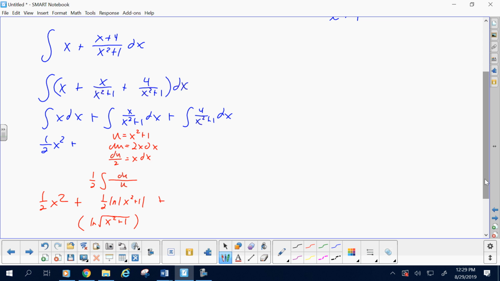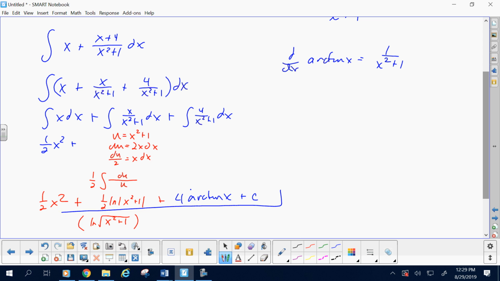But this, the derivative of arctangent is that. Now we will actually talk a little bit more about why that is tomorrow. We're going to develop that, but for now, just roll with it. This is 4 times arctangent of x plus C. That was a doozy. Cool?